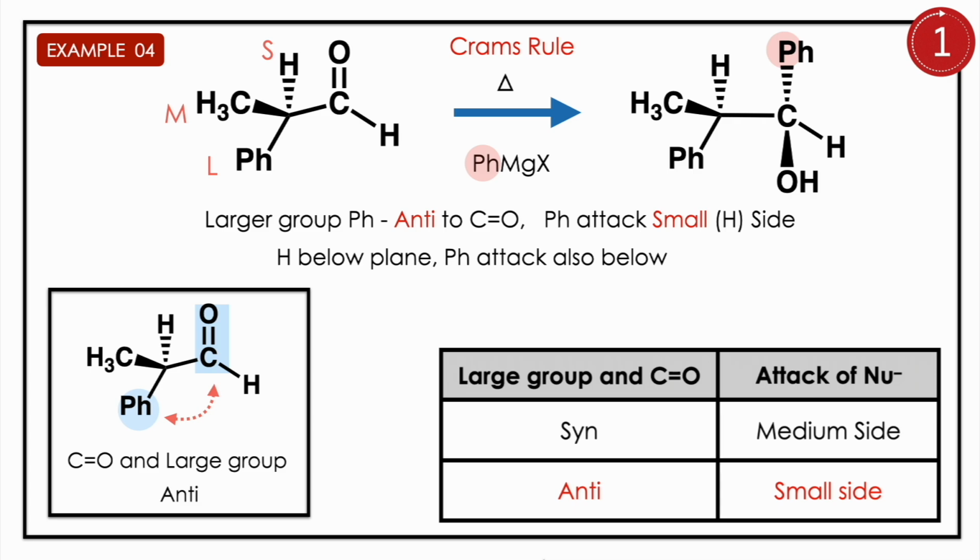Here the small group is hydrogen which is below the plane. So the attack also will happen below the plane. Hydrogen is below, so phenyl also attacks from below. So OH comes above the plane. So clearly the stereochemistry is defined. You have selectivity and you have the final product. The concept you have to learn here is that identifying the large group and its relation to CO is important to find the final product in Cram's rule.